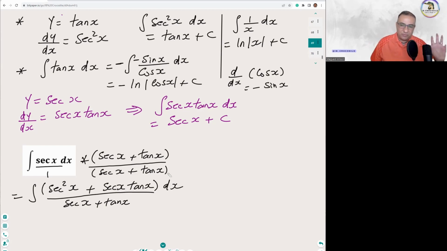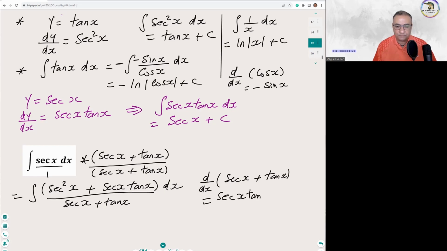Now again, inspection. Ask yourself one question: what is the derivative of the denominator? So what is d by dx of secant x plus tan x? The derivative of secant we know: it is sec x tan x. And then plus the derivative of tan x, which is secant squared x.